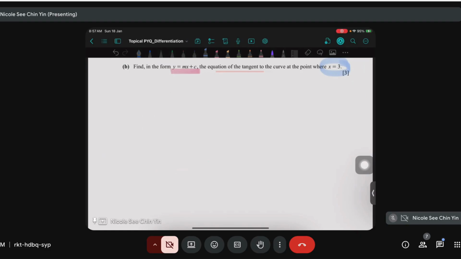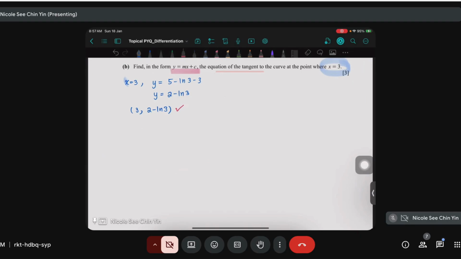So first of all, for equation of tangent, I need a point. They give you the point x equals to 3, so I need to find my y. What I'm going to do is sub into my original equation from part A, 5 minus ln 3 minus 3. So my y equals to 2 minus ln 3. So I got my point: when my x equals to 3, my y is 2 minus ln 3. First thing done, I got the first information.